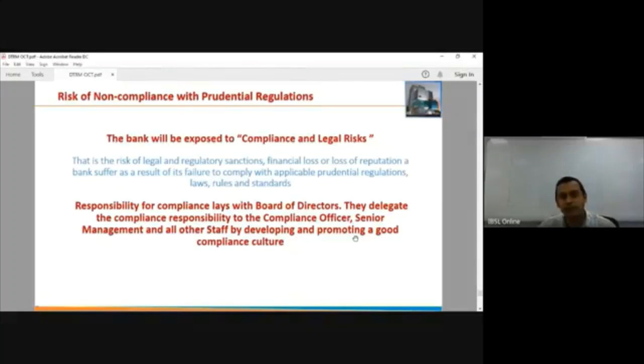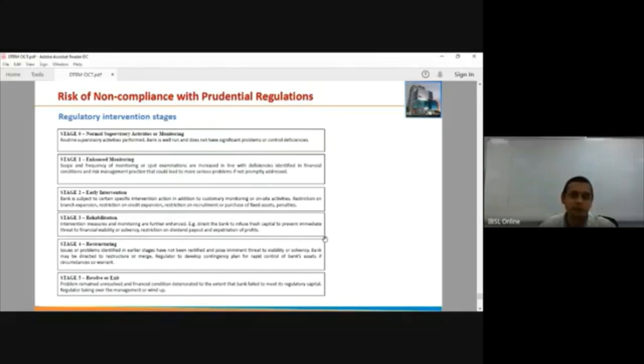Generally, the board of directors is responsible, but that will be delegated by the board to senior management and the compliance department, and also to all other staff. So if you make a mistake, you will be punished. But the ultimate responsibility lies with the board of directors. So the central bank inquires of the board of directors. The board says, no, this is handled by this officer, ask him. Then you will be in trouble. So that is compliance risk. And when there is non-compliance, these are the regulatory interventions a regulator can make.